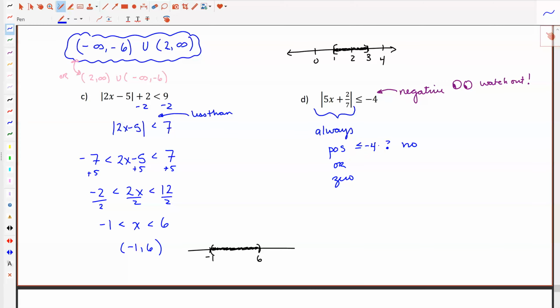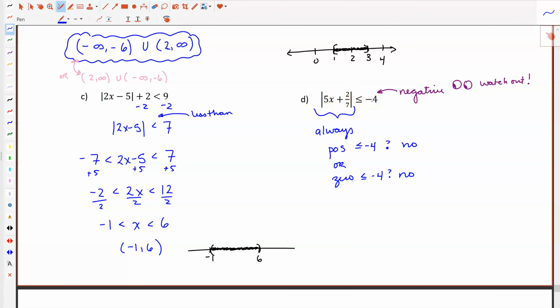What about 0? What if I can get this left-hand side to produce a 0? Is a 0 ever going to be less than or equal to negative 4? Well, no. Again, 0 is not going to be less than negative 4, and 0 is never going to be equal to negative 4. So it doesn't really matter what I find for x. When I go ahead to compute it, this left-hand side will never be less than or equal to negative 4.